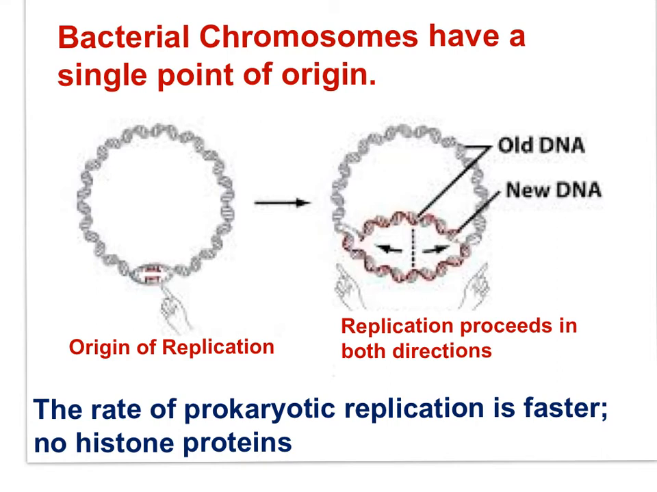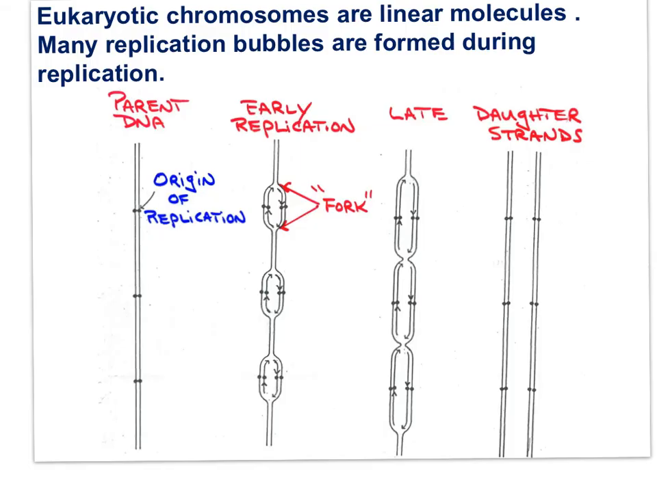In prokaryotic replication, there is only one replication bubble with two forks opening in opposite directions. The rate of prokaryotic replication is faster because there is no histone protein interfering with the replication process. Eukaryotic chromosomes are linear molecules. Many replication bubbles are formed during replication.